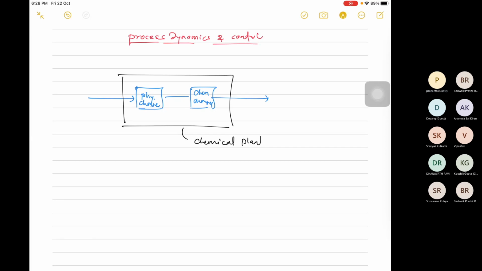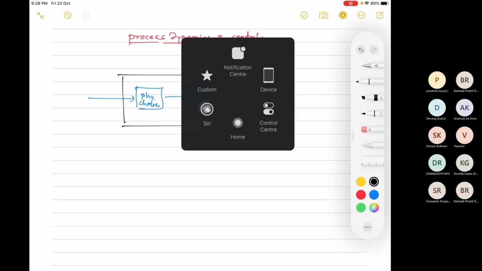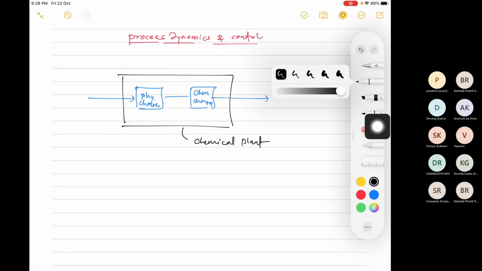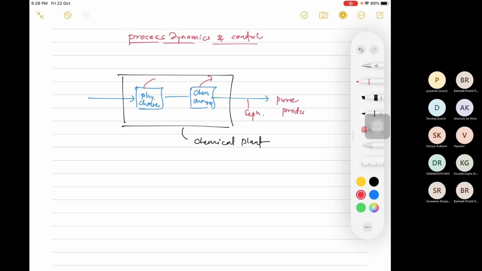So this is a general diagram for a chemical plant. What you are doing is adding raw material. You are doing processing, right? Physical changes, filtration, the chemical reaction will happen. Then after that, you will do separation and you will get pure product at the exit. So this is the basic of chemical engineering. Most of you know everything about this.